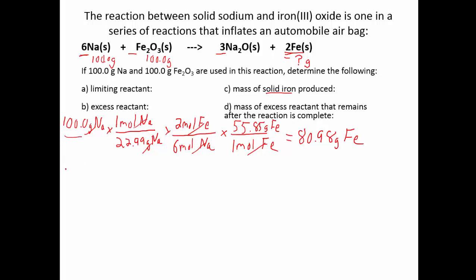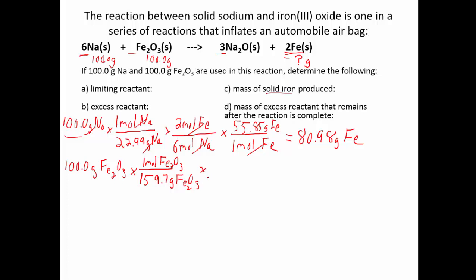Now our second one is we also have 100 grams of iron oxide, Fe2O3, and we want to see how many grams of iron we can produce from that also. So 1 mole of Fe2O3 is going to be the same on the periodic table as 159.7 grams of Fe2O3.